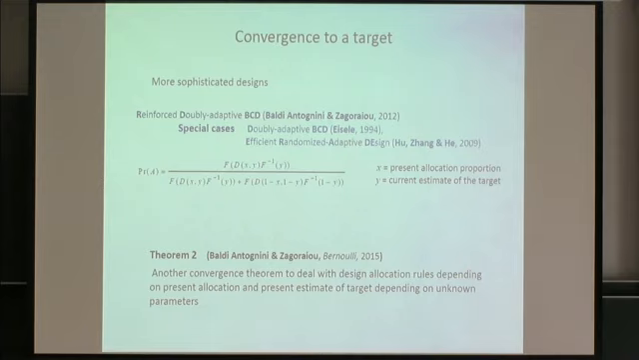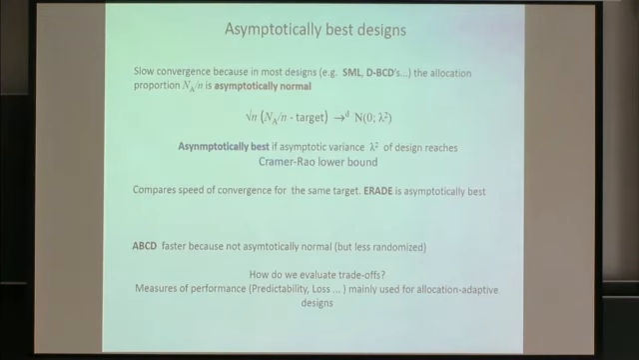There are more sophisticated designs, and here we need another theorem to prove the convergence. The one I showed you before doesn't work in this case, so we need another one. But the interesting thing is this. The slow convergence is due to the fact that the design is asymptotically normal. I'm not talking about the maximum likelihood estimates. Those are asymptotically normal, but that's not what I'm talking about. It's the design itself. The variability of the design, the probability of assigning it, is asymptotically normal. Now, asymptotically normal means that the rate of convergence is square root of n. So it's a slow rate.